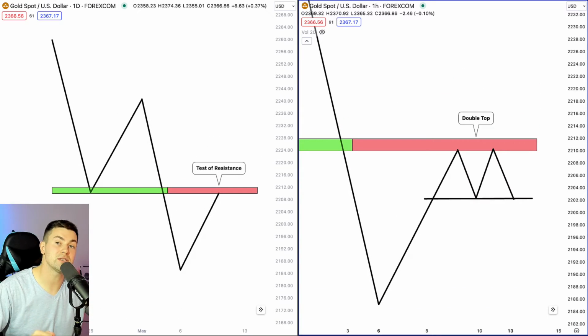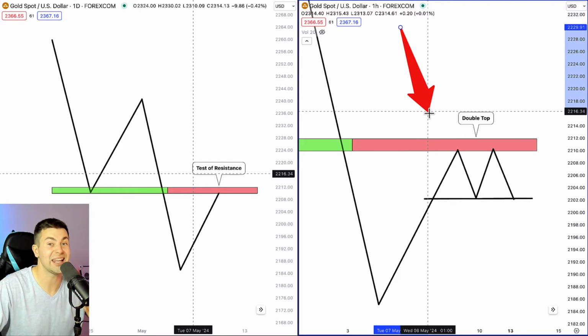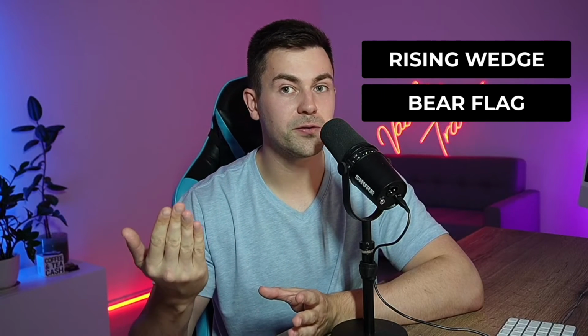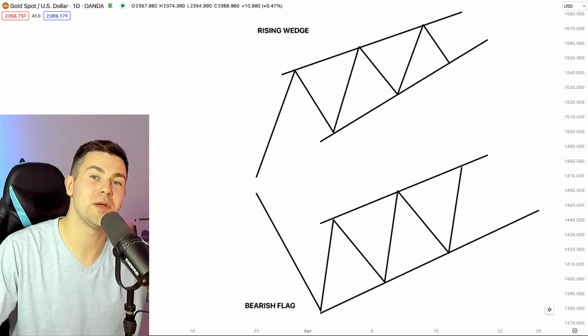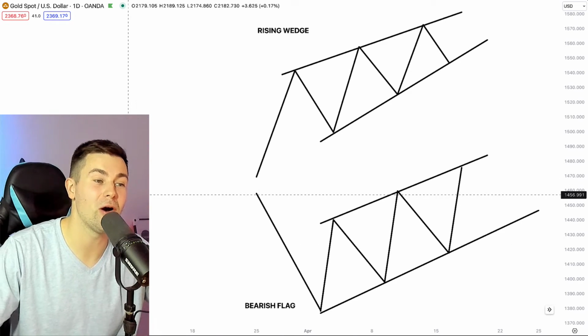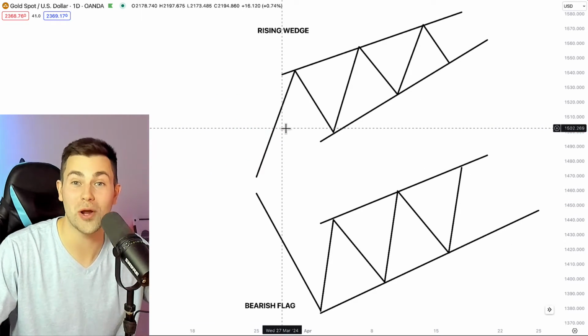But once you see the test of one of the daily resistances, you should open an hourly time frame, and on an hourly time frame you should analyze the price action and look for a formation of a bearish pattern. And here's the list of bearish price action patterns that you should look for. Rising wedge, bearish flag pattern. Rising wedge pattern and the bearish flag pattern will be called the trend line based patterns because they are based on two rising trend lines.